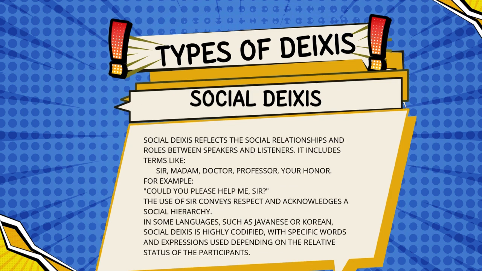And the last one is social deixis. Social deixis reflects the social relationships and roles between speakers and listeners. It includes terms like sir, madam, doctor, professor, your honor. For example, "Could you please help me, sir?" The use of sir conveys respect and acknowledges a social hierarchy. In some languages, such as Japanese or Korean, social deixis is highly codified, with specific words and expressions used depending on the relative status of the participants.